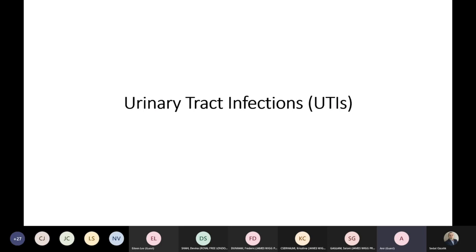And essentially, as I mentioned, it was really just to think broadly about when to think about alternative presentations, and also when to think about whether they're unwell, whether they're septic, and when to really consider hospitalization. We're now going to move to a different part of the body and think about urinary tract infections.